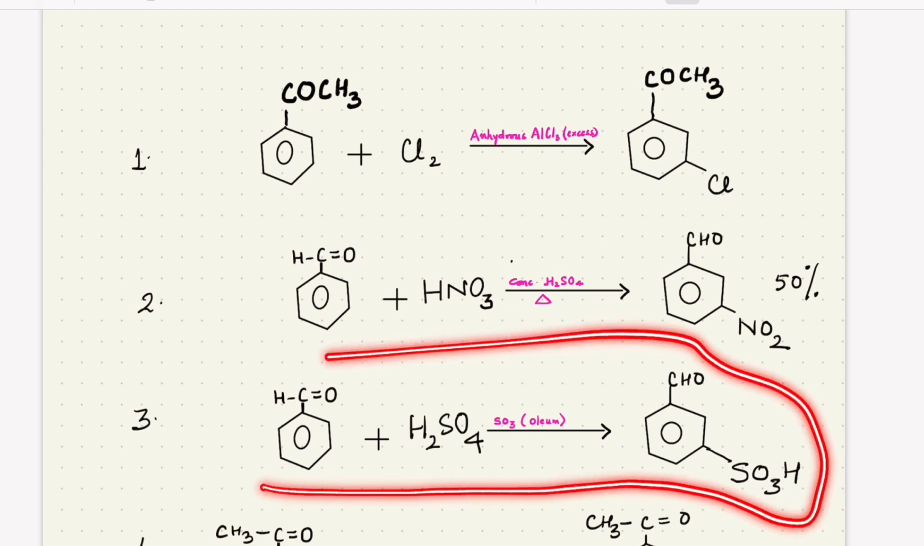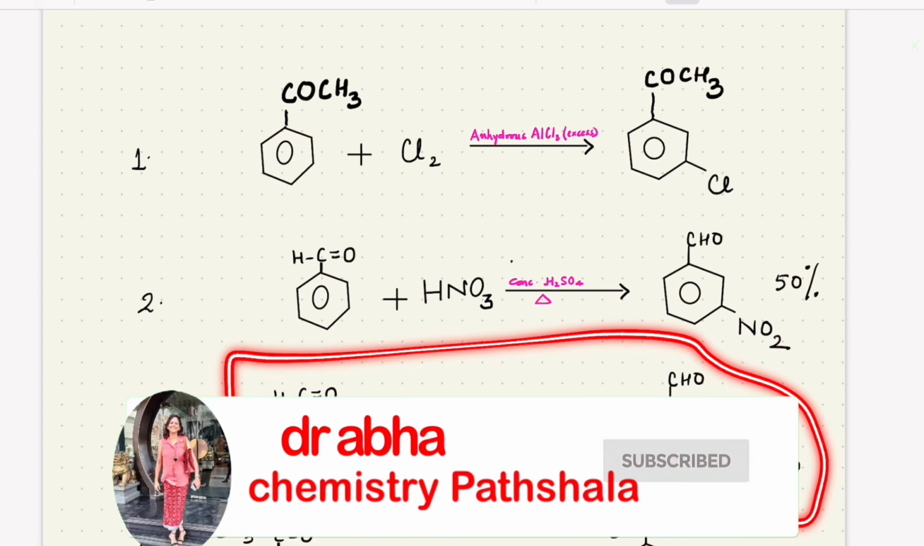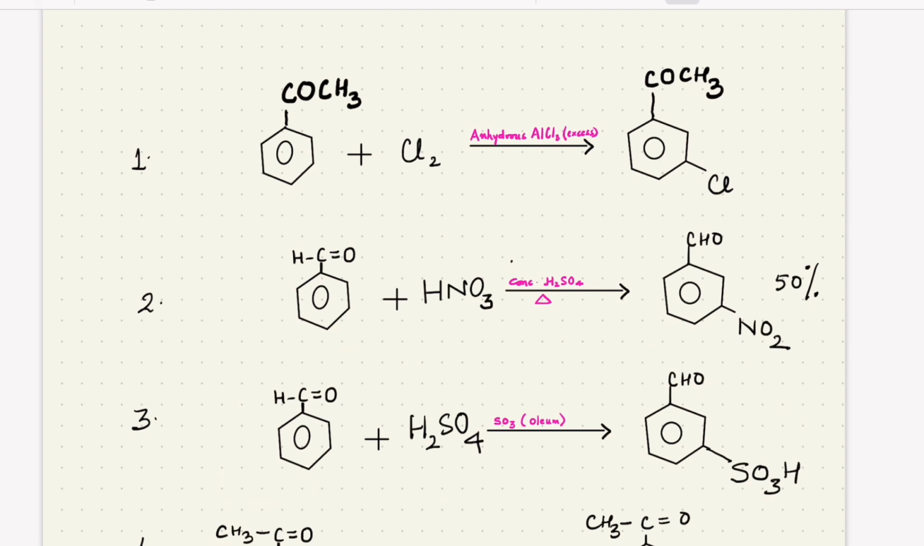Okay, so next is sulfonation. The sulfonation reaction is exactly the same in both; in benzaldehyde also the sulfonation takes place at meta position, and in acetophenone also it takes place at meta position.